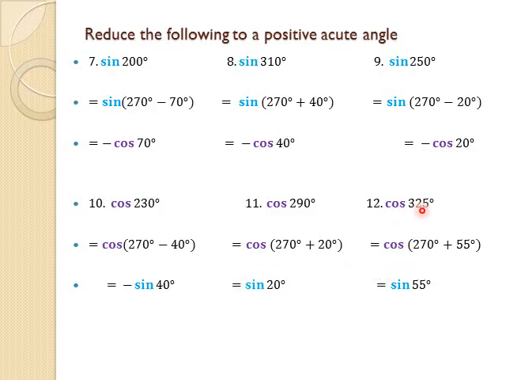Cos 325, fourth quadrant, becomes cos of 270 plus 55. In the fourth quadrant, cos is positive, but 270 changes cos to sine, and it becomes sine 55 degrees.